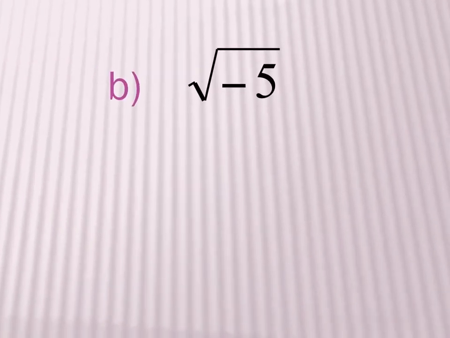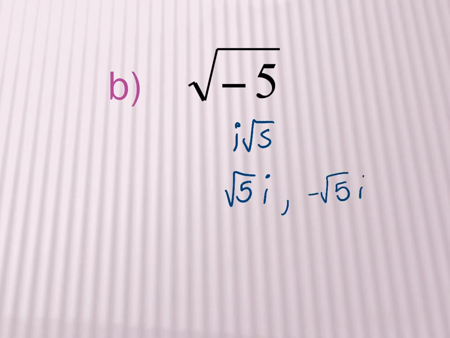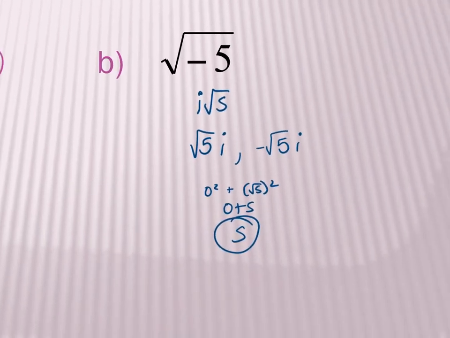Okay, this one is not yet complex, but what would that be if it was complex? i root 5, or root 5i, same thing, right? What's the A there? Nothing. The A is 0, right? And the B is root 5, right? So the complex conjugate is negative root 5i. That's the conjugate. And if I use the shortcut here, it's like saying 0 squared plus root 5 squared, which is just 5. So keep in mind that your A would be 0 if there's no real part, right?